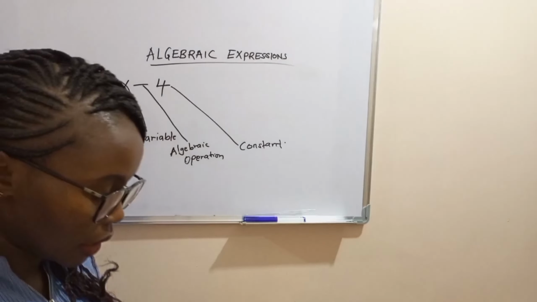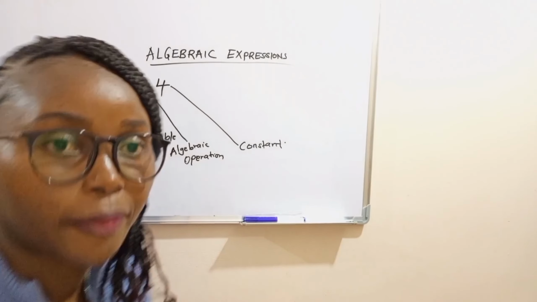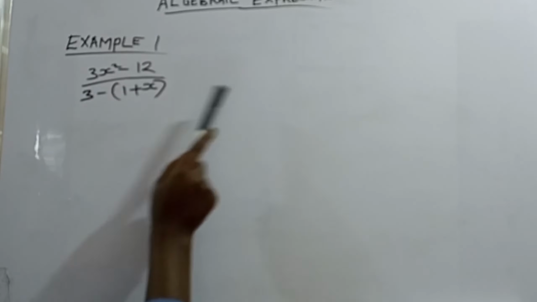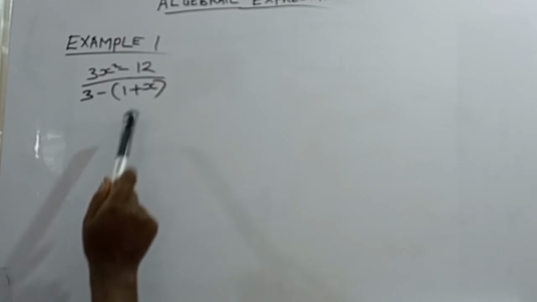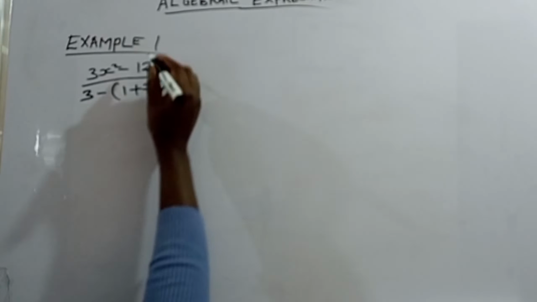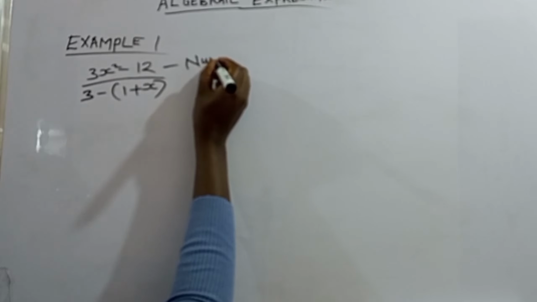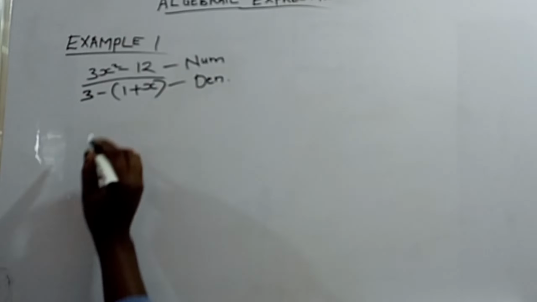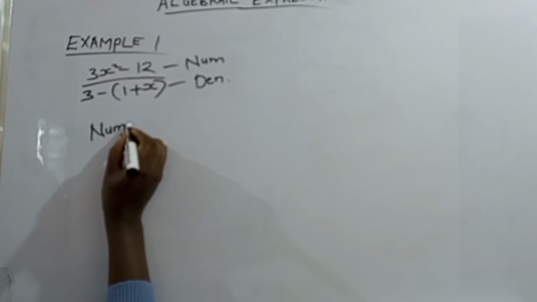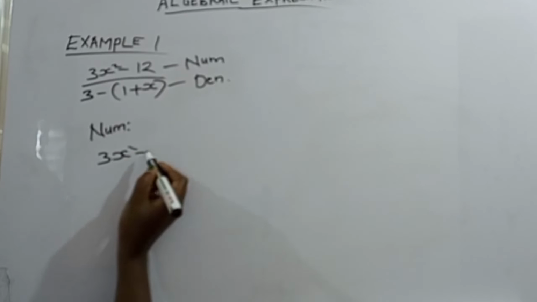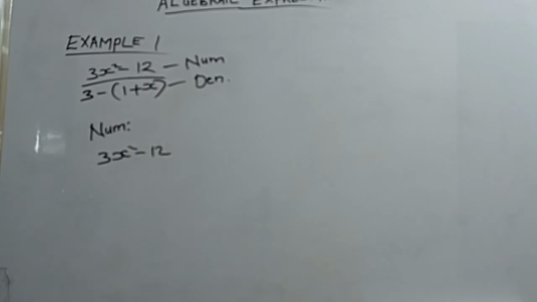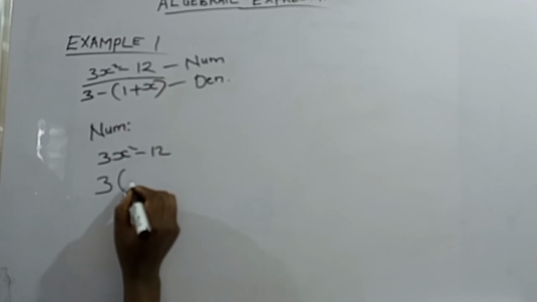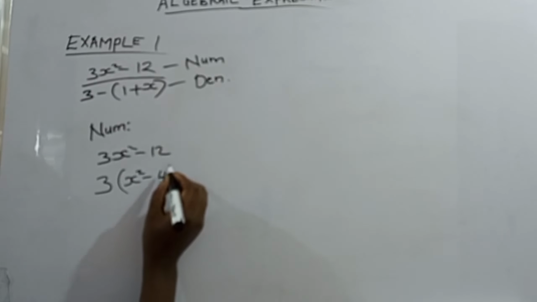So let's go directly to the examples. The first example, we are supposed to simplify 3x squared minus 12 divided by 3 minus 1 plus x. So this is our numerator, and this is our denominator. So we begin with the numerator, 3x squared minus 12. We want to find what's common here. So 3 is common in this expression. So we have 3 into x squared minus 4.